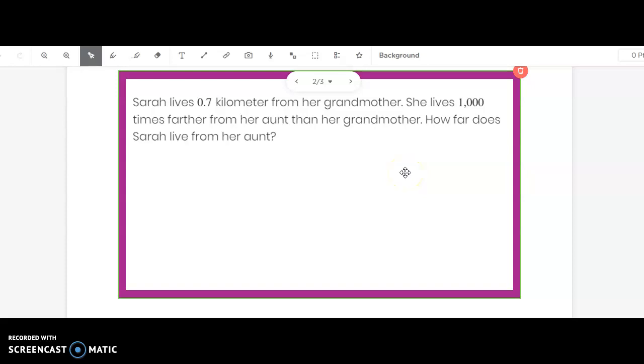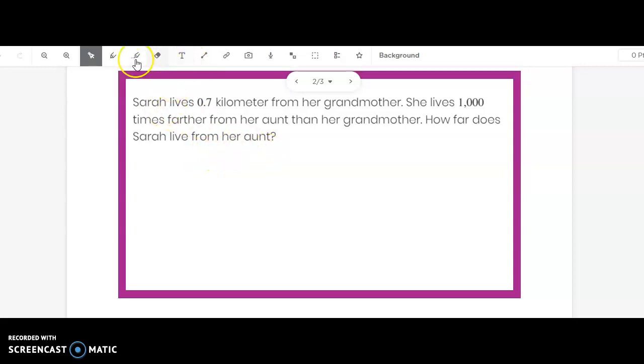Hey, boys and girls. So I'm in Classkick and I'm looking at the second slide. Let's read this question. Sarah lives 7/10 of a kilometer from her grandmother. She lives 1,000 times further from her aunt than her grandmother. How far does Sarah live from her aunt?